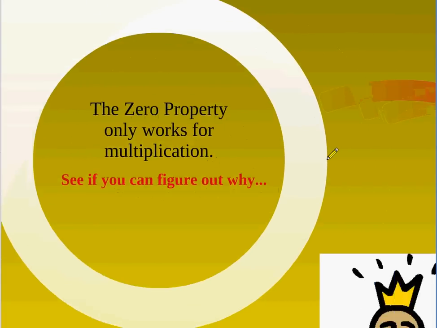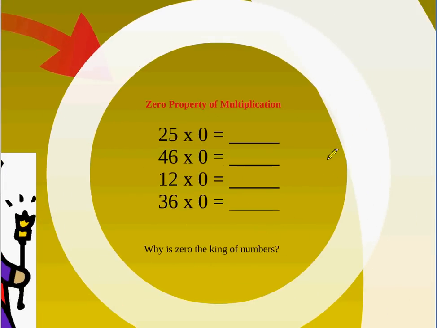Take a look at this. What's the answer to every single one of these problems? 25 times 0, 46 times 0, 12 times 0, 36 times 0 is 0, 0, 0, 0. So why is 0 the king of numbers? Because if you multiply any number by it, it turns into 0. So 0 is so powerful. It just turns everything into 0. So that's why 0 is the king.